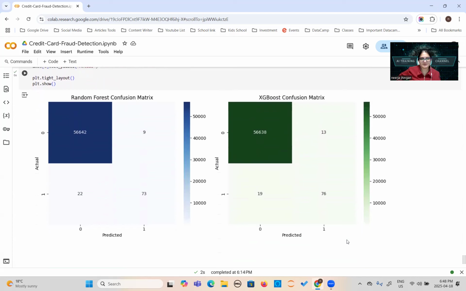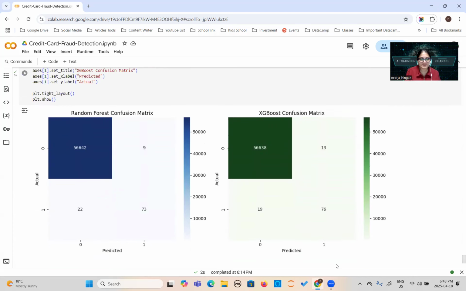Now this is a comparison. You should look at it carefully. Here it was able to predict correctly the non-fraud cases, 56642. Here it is decreased in the XGBoost case, and this is increased. Definitely, if one is decreased, the other will increase. False positive, right? And here it is saying this is fraud, and this is increased. This is good news for us because this is our goal too.